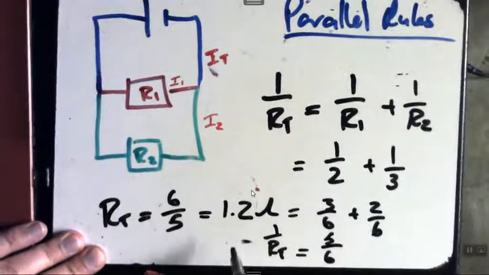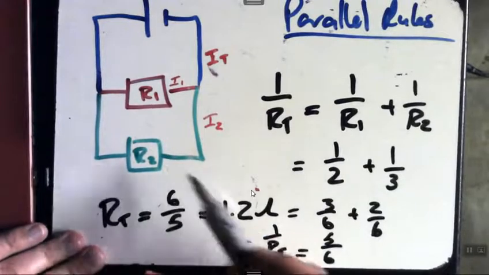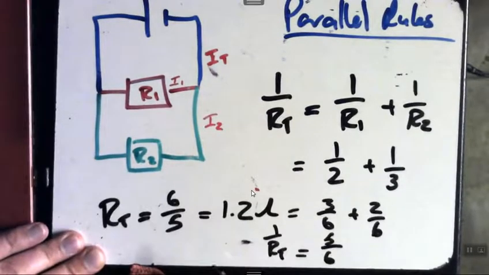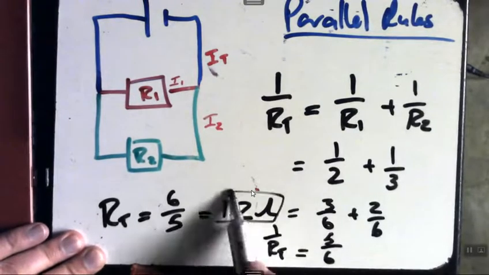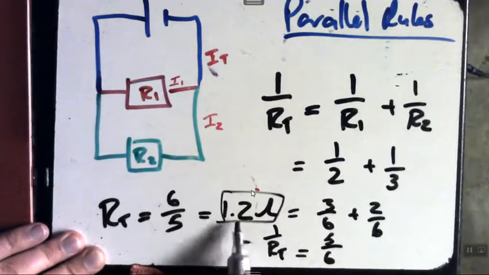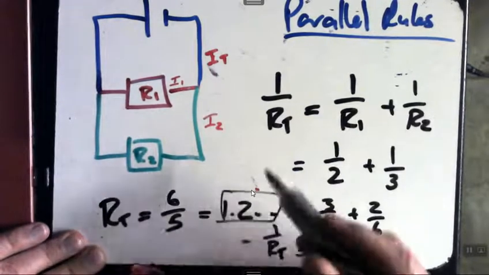So when we add resistances together, the total resistance decreases when we add them in parallel. If we add them in series, the total resistance increases. So when we add them in series or in parallel, the total resistance decreases.